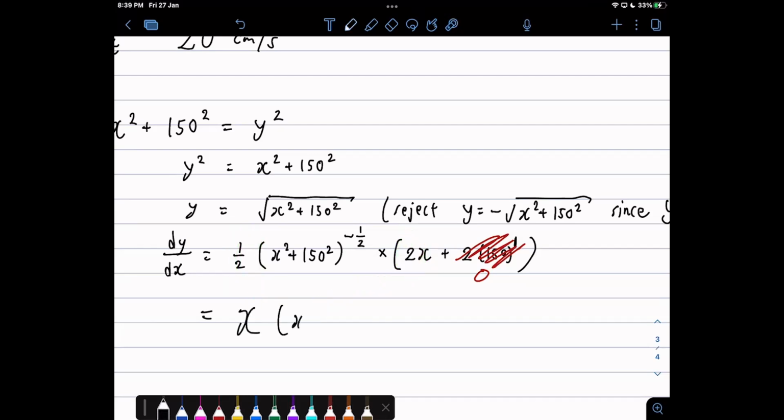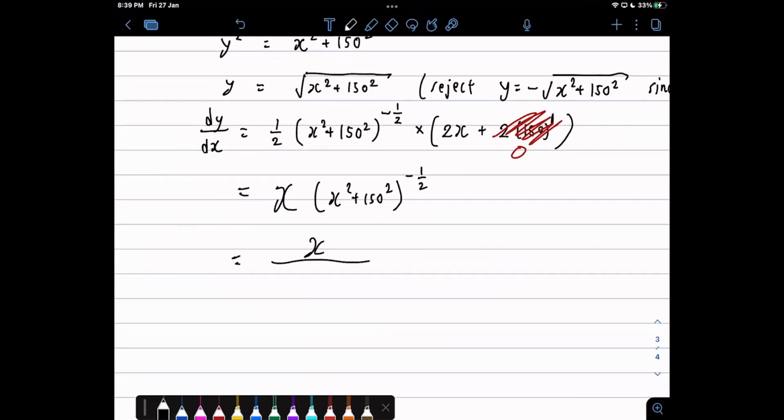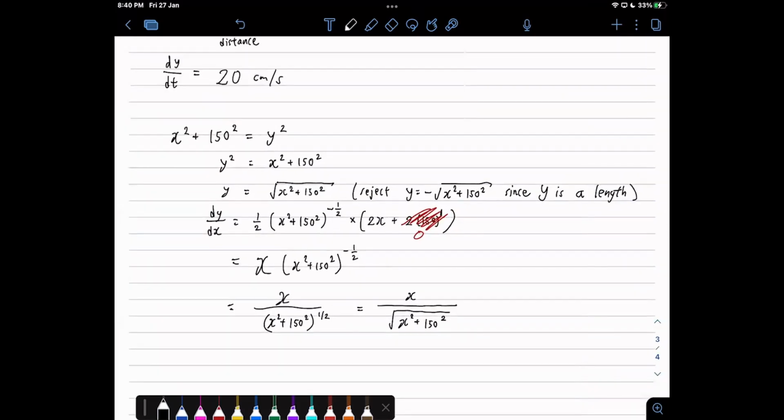X multiply by x squared plus 150 squared to the power of negative half. Bring it down, you get x over x squared plus 150 squared to the power of positive half. But power half is really just square root. So square root x squared plus 150 squared. And then we are done for dy by dx. Is that the final answer?